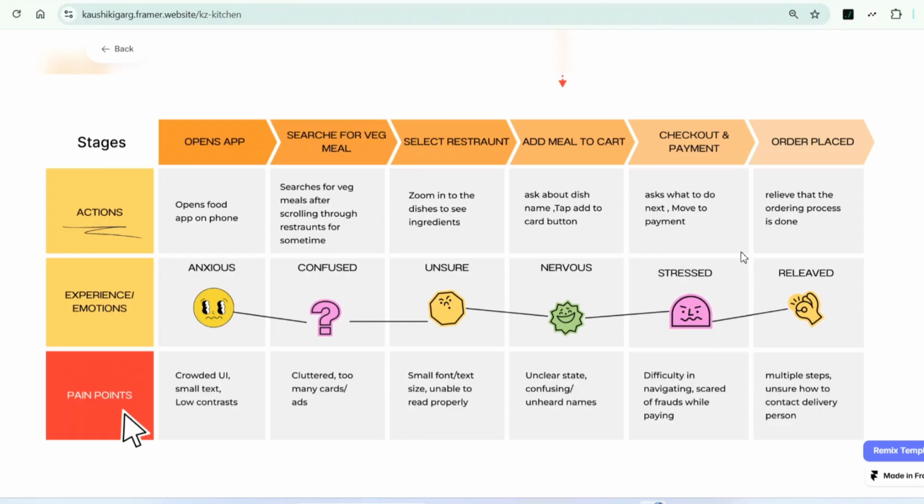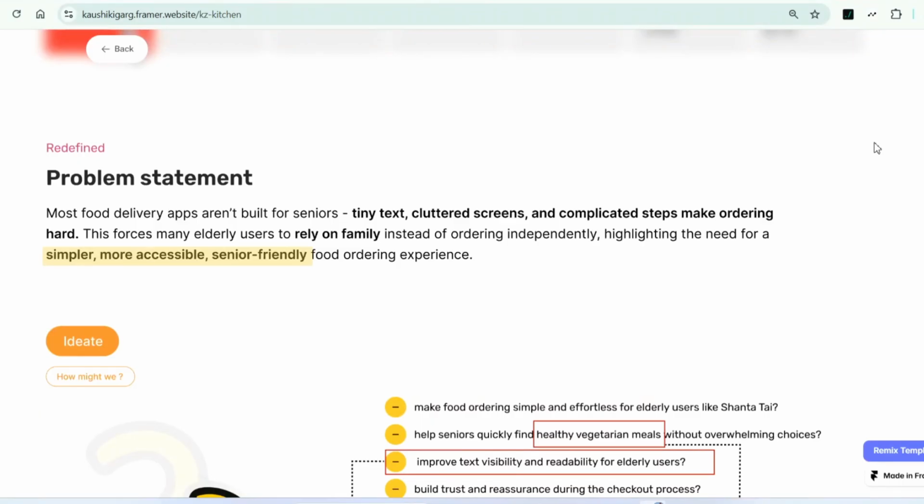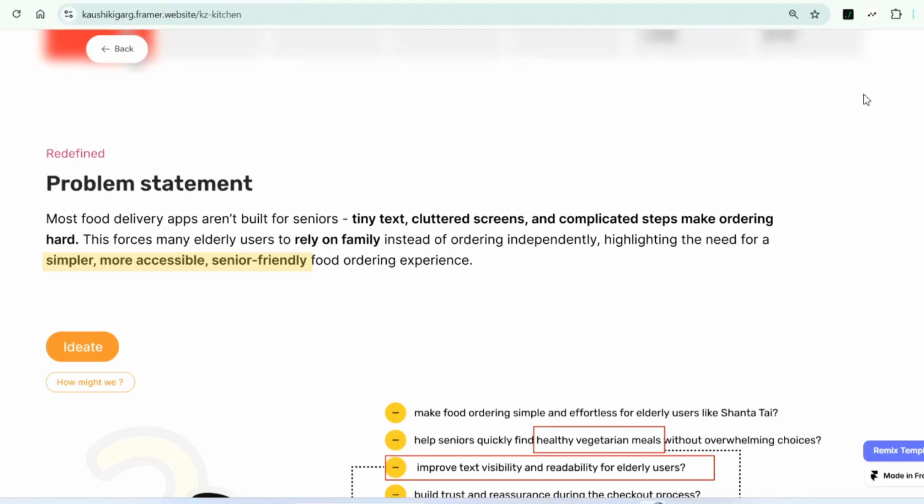So to identify that, I formed a journey map, after which I redefined my problem and found out that there is not just a need of making a digital solution for them, but there was a huge issue that was coming up to them, that they were not able to access it. So my motive was to make the applications more accessible, senior friendly, and simpler, so that they can order without any help and they can become self independent at that age.